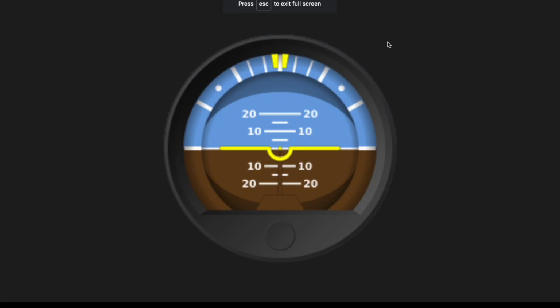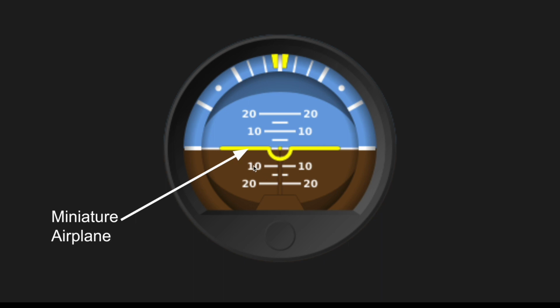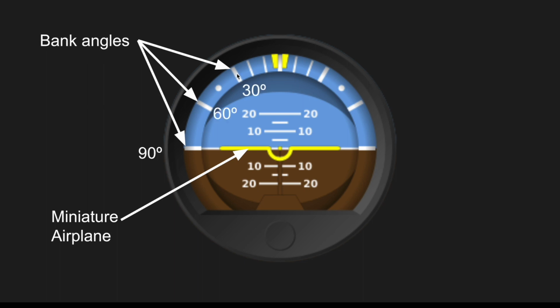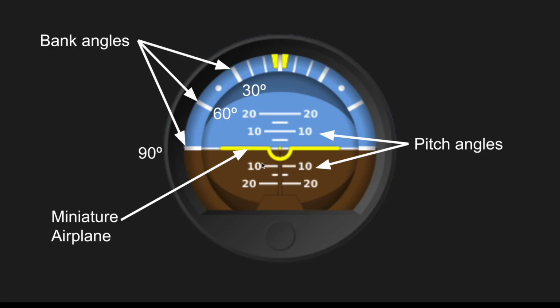But we'll talk more about that in class. But let's talk about how to read this thing really quickly. This is your miniature airplane, so you set this with this little knob so that it looks level when you're on the ground, if you're assuming you're on level ground. And then you have bank angles. This is like 30 degrees, 60 degrees, 90 degrees, obviously 10, 20, 30 degrees. This little dot's 45 degrees. We have pitch angles, pitch up, pitch down, things like that. So that's how you read those things.